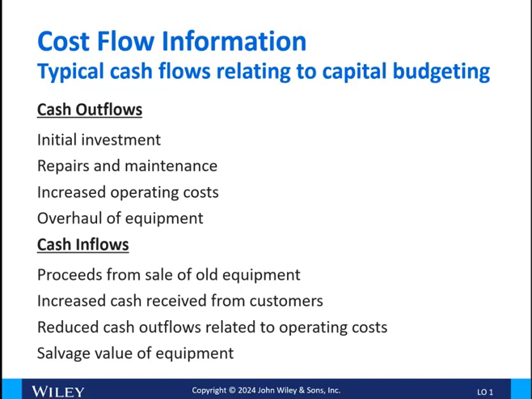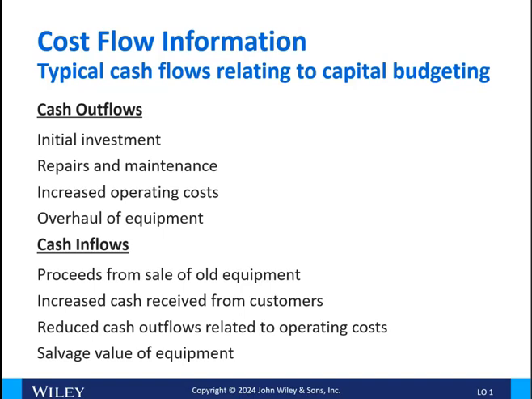So here are some typical cash flows relating to capital budgeting. You're going to have your initial investment. So you're going to pay whatever you need to pay for the piece of equipment, the building, whatever project you're working on. You'll have repairs and maintenance throughout the life. You could have increased operating costs. You're going to have overhaul of equipment that you'll need to do throughout its life.